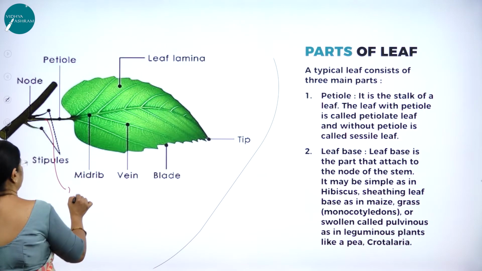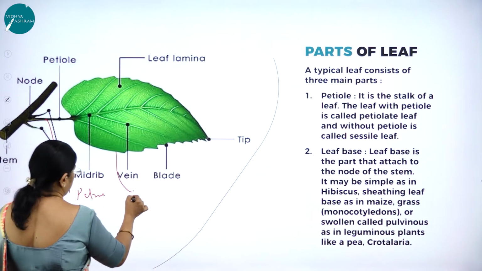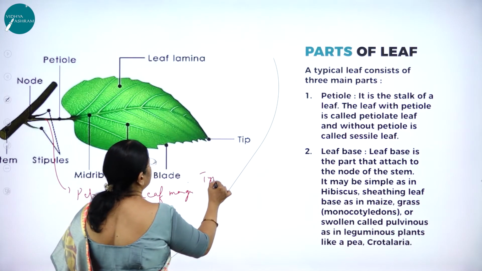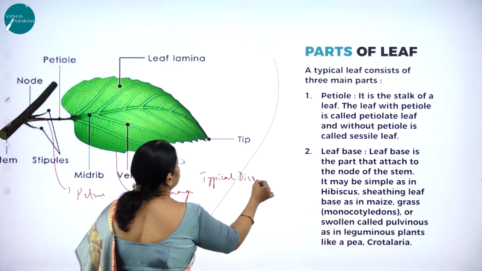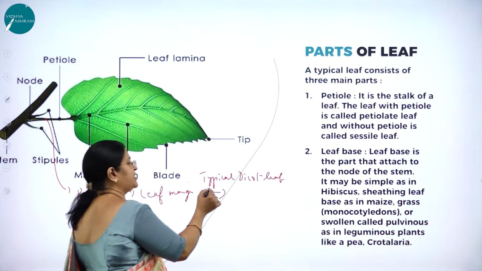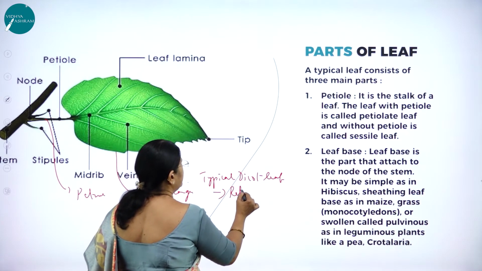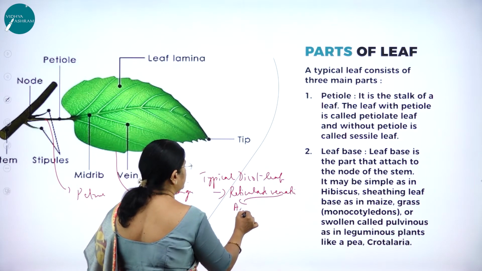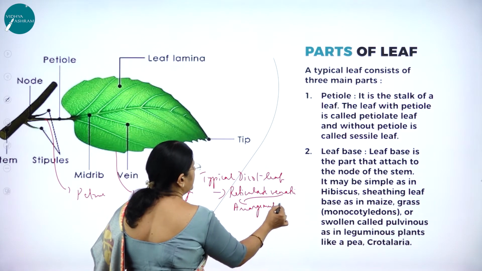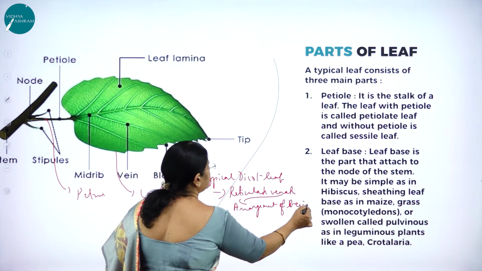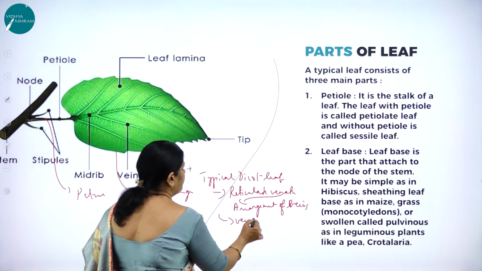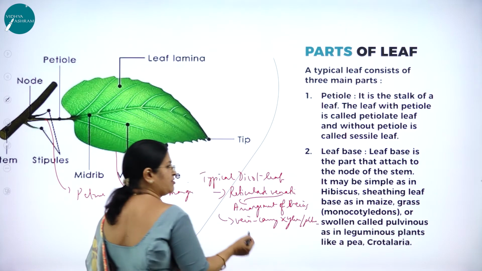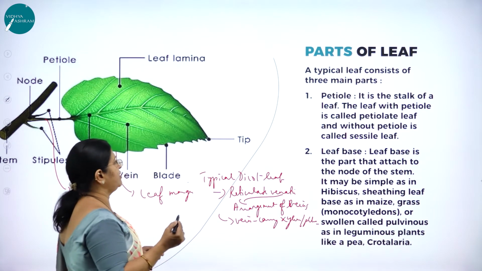As I said, this is the petiole and this is the leaf margin, and this is a picture of a typical dicot leaf. How do we know it is a dicot leaf? It has reticulate venation. What is venation? Arrangement of veins is called venation. What are veins? Veins carry what? Xylem and phloem. As I have already said, phloem will be below and xylem will be above.